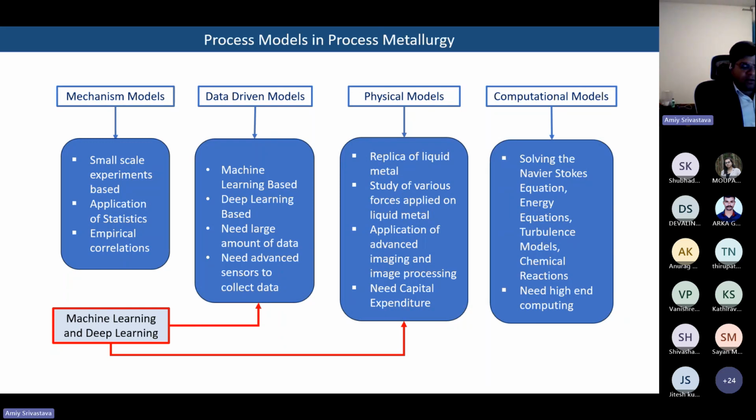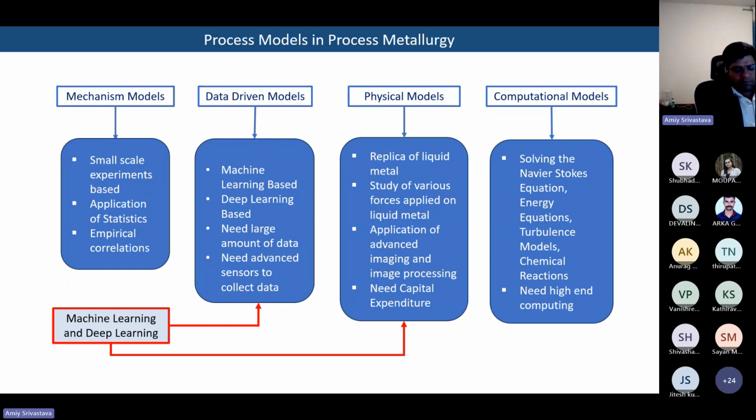Long back, when we did not have these facilities, data analysis facility was not there, and computational models were not there. Physical models were there, but data-driven models and computational models were not. So at that time people were using mechanistic models. Those models were based basically on small experiments, with some application of statistics and empirical correlations.